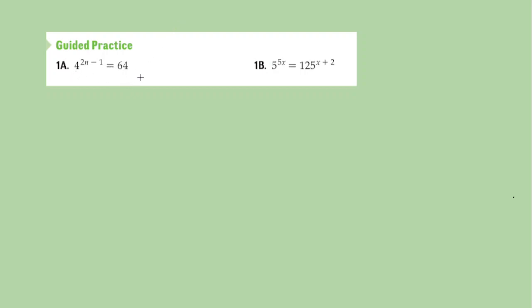So here's the first problem. So let's take a look at this. 4 to the 2n minus 1 equals 64. So why don't you pause the video, try this, see how far you can get, and then come back and see how you do compared to what I do.